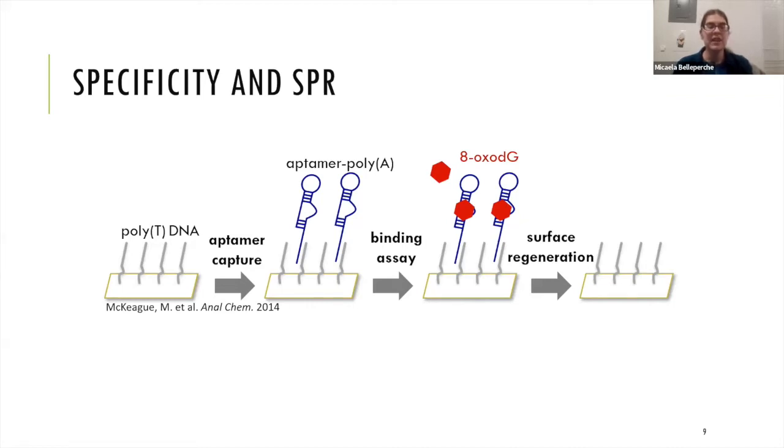is functionalized with a long string of poly-T DNA. The aptamer is synthesized with a poly-A tail attached to either the 5' or 3' end. The small molecule target is flowed through as normal so that binding can be detected. And after each cycle, the surface is regenerated, washing off all of the aptamer and thereby both preventing residual signal from small molecule remaining bound to the aptamer and preventing the RNA aptamer from being damaged over multiple cycles.